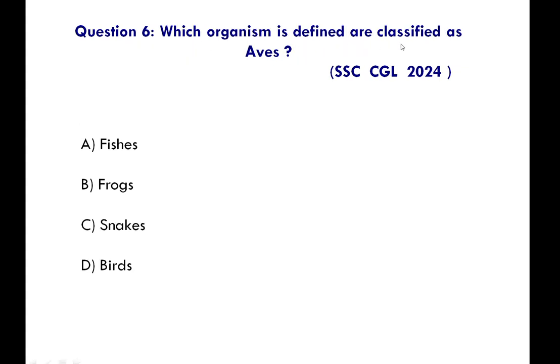Which organism is defined and classified as aves? And the options are fishes, frogs, snakes, or birds. So the correct option is option D, that is birds.